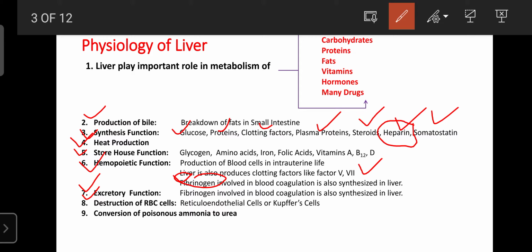That hemoglobin can once again be separated into heme and globin. Globin will be reutilized, and heme is involved in the formation of bilirubin as well as biliverdin. So these are the components of the bile pigments.